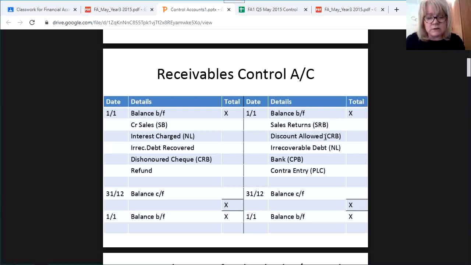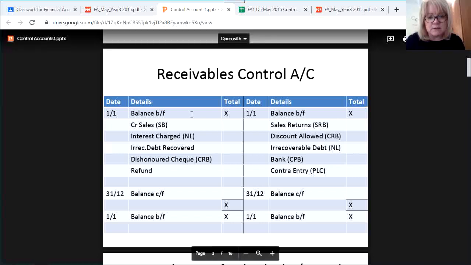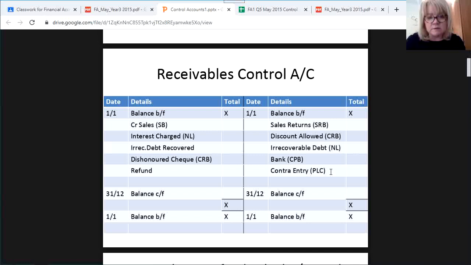Discounts allowed to your customers will reduce the balance owed, and therefore are on the credit side. And irrecoverable debts, bad debts written off, receivables that aren't going to pay and you've written them off as a bad debt, will be on the credit there. Any payments from your receivables will go into the credit side, and any contra entries will always reduce the main balance, so they're always on the opposite side to your main balance. So in the receivables you'll have a contra entry on the credit, and you'll see the corresponding entry of that on the debit of the payables with a credit here.